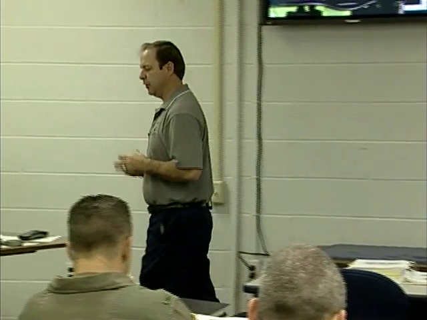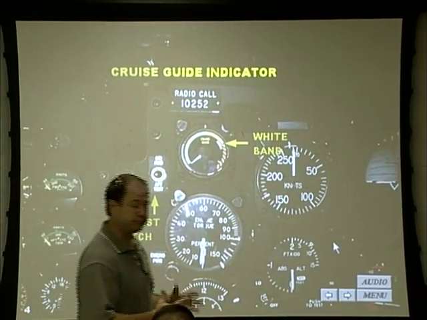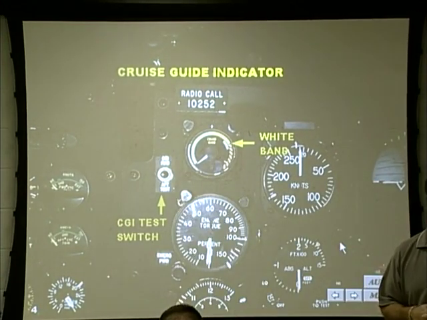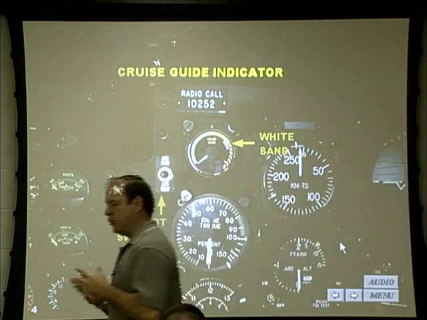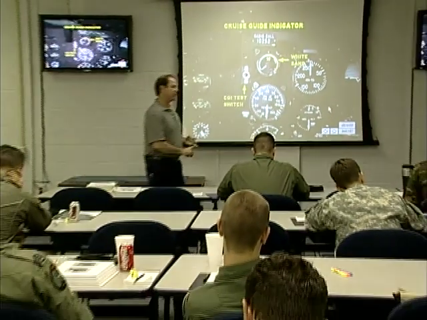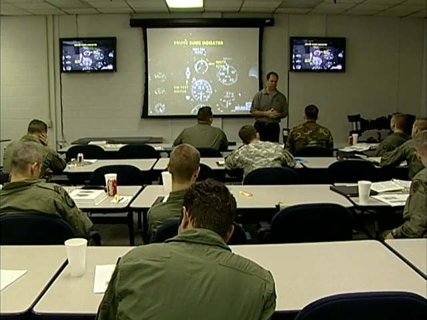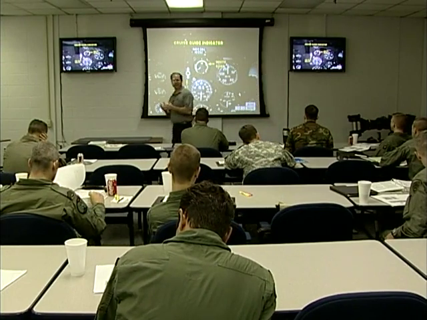All right. Now, the next system we're going to talk about is a very, very unique system, and it's going to be brand new to all of you. And that is your cruise guide indicating system. Now, we have to correct and make sure that you understand. The cruise guide indicating system was intended to get the max performance out of the aircraft. What do we mean by max performance out of the aircraft? Max airspeed, max bank angle, and max load carrying capability. That's what it was intended for. Okay? It's no longer applying that way anymore.